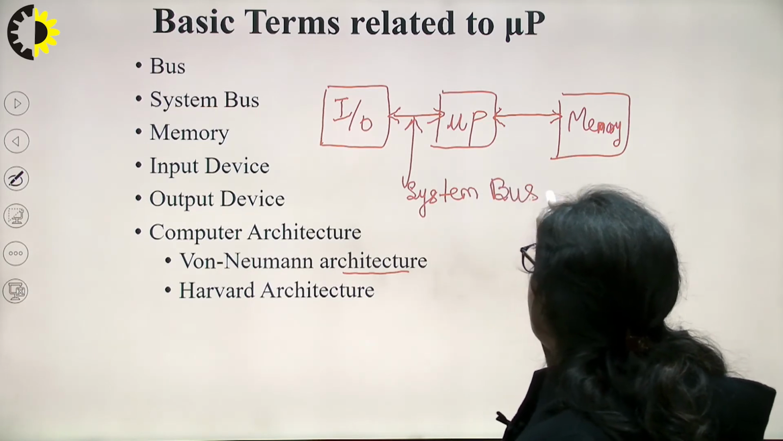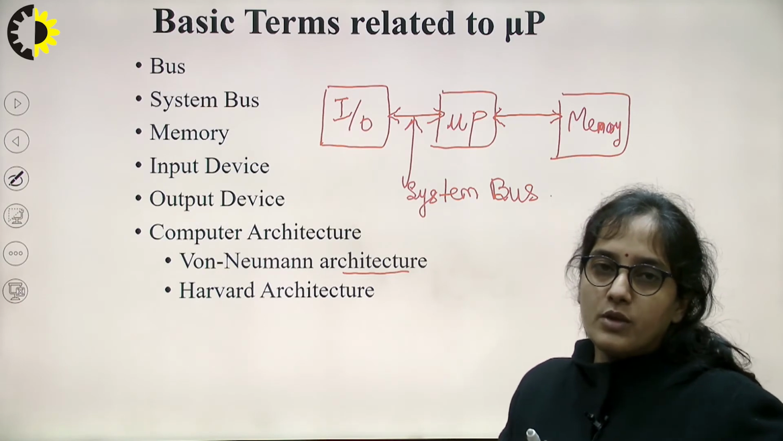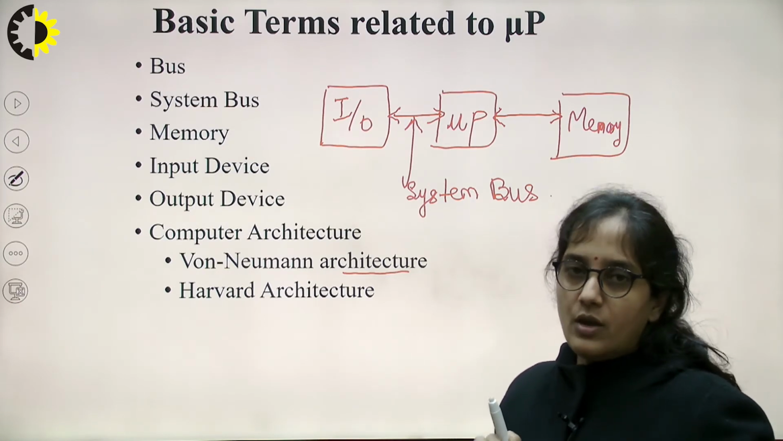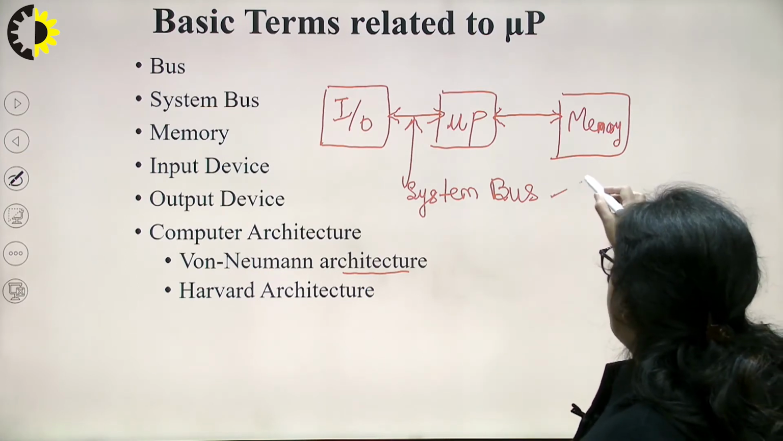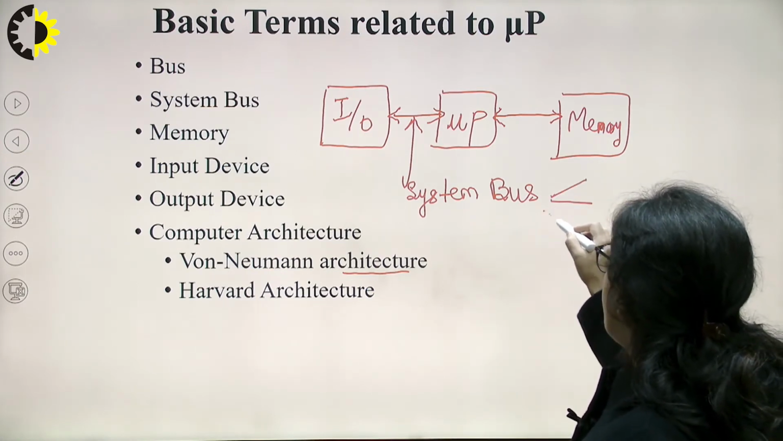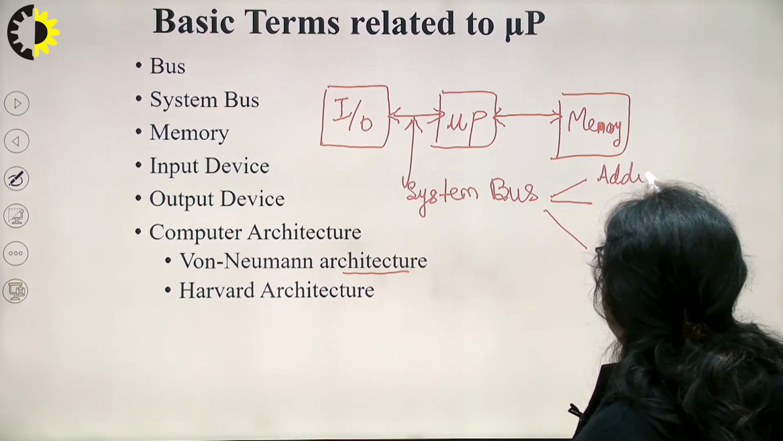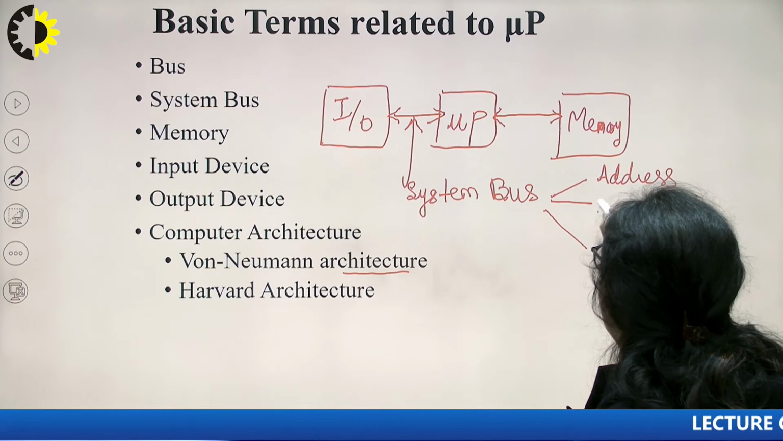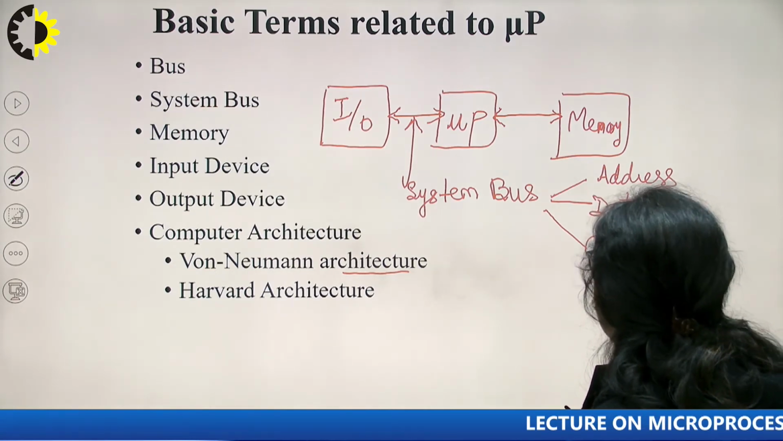Or you can say the electrical wires which we use to connect the input output devices with the microprocessor or with the memory. This bus is further classified into three: one is address, one is data, and one is control.